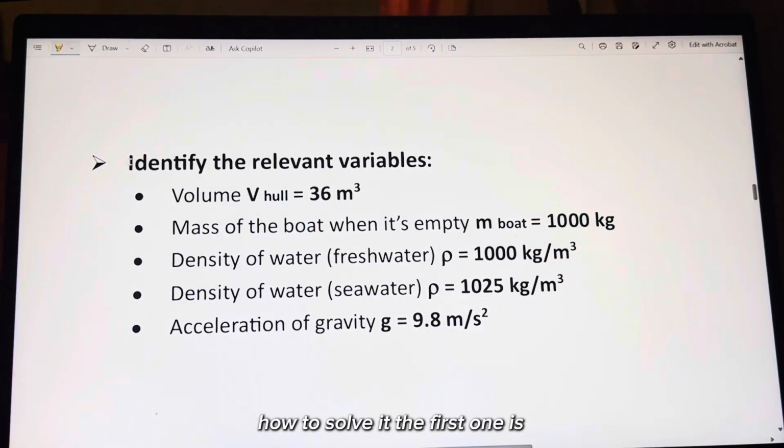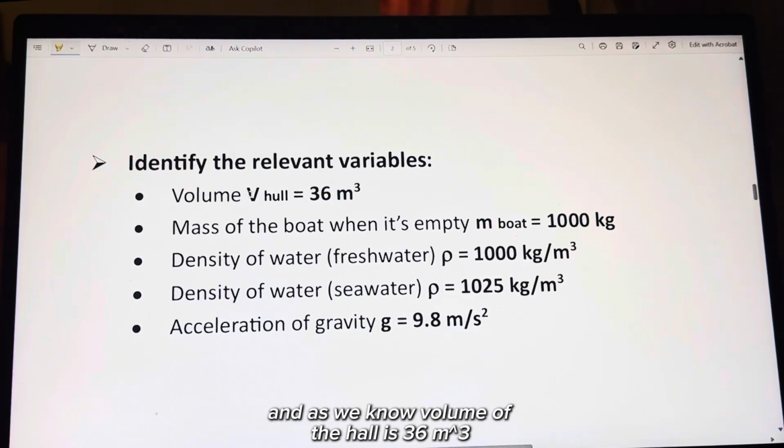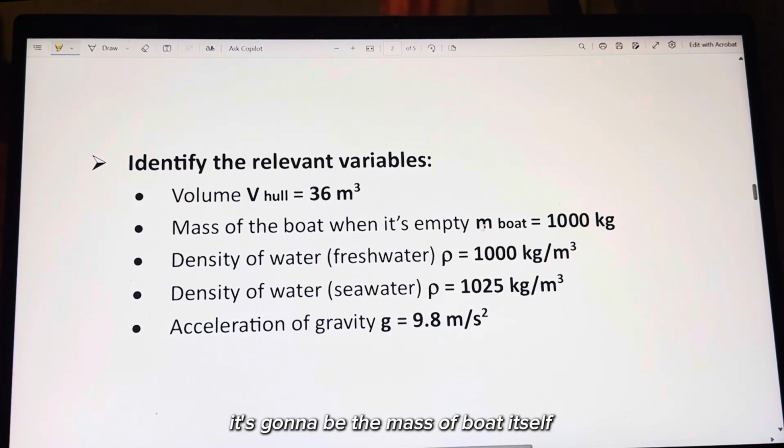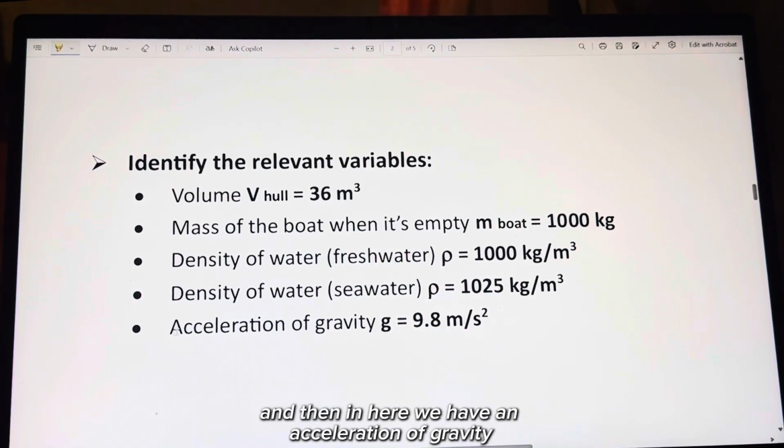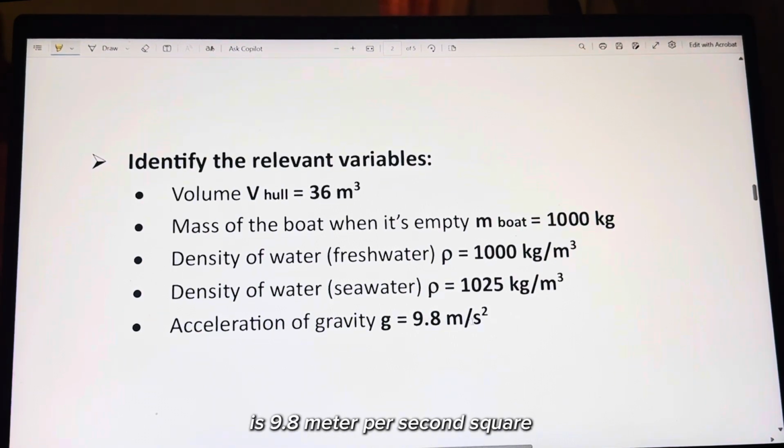The first thing is we need to identify the relevant variables. The volume of the hull is 36 cubic meters, and the mass of the boat when empty, the mass of the boat itself, is 1000 kilograms. The density of freshwater is 1000 kilograms per cubic meter, and the density of seawater is 1025 kilograms per cubic meter. And we have an acceleration of gravity of 9.8 meters per second squared.